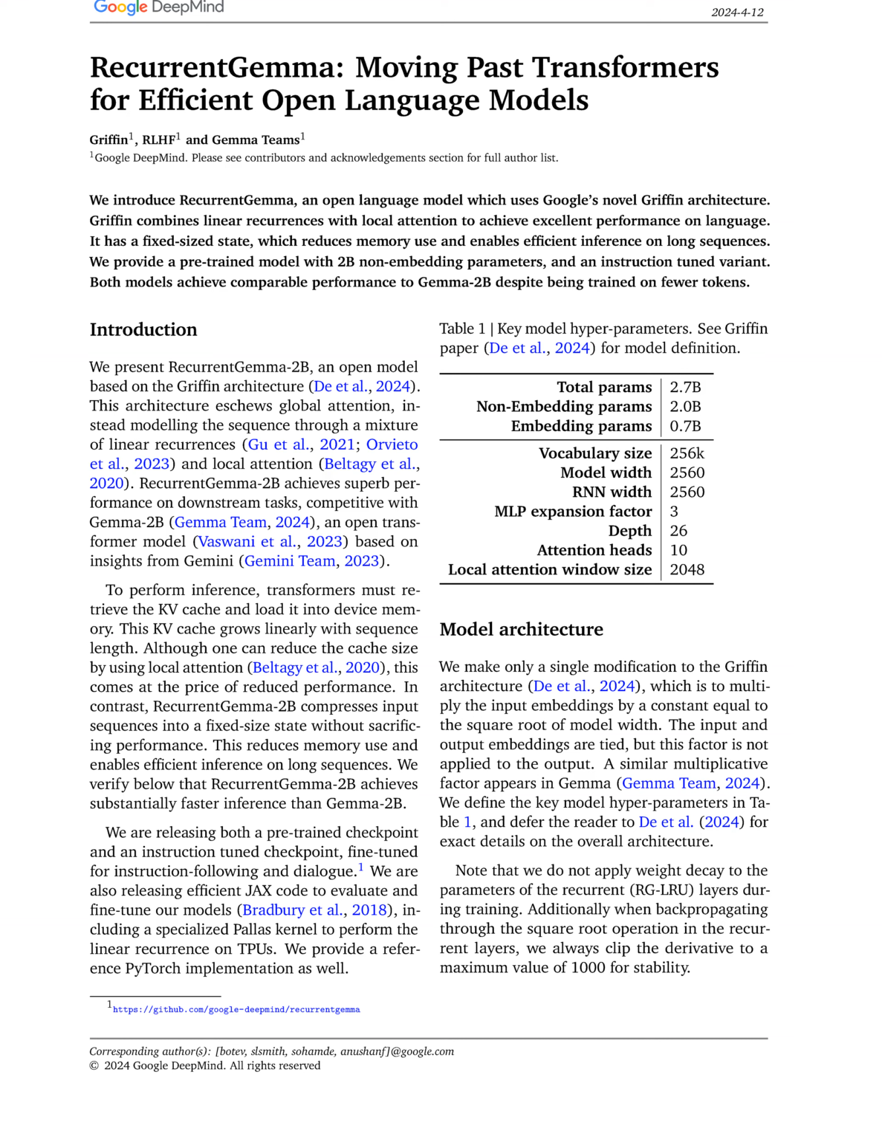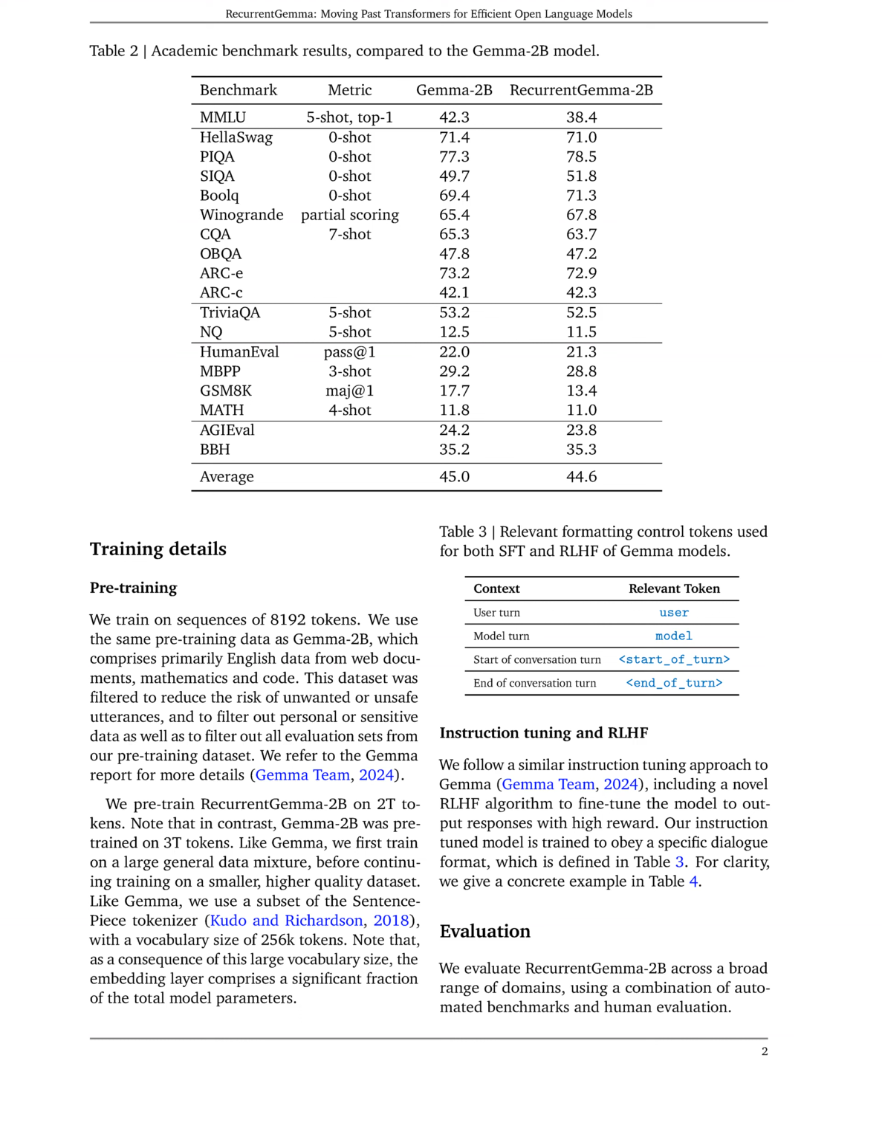During training, weight decay is not applied to the parameters of the recurrent layers, and the derivative is clipped to a maximum value of 1000 for stability when backpropagating through the square root operation in the recurrent layers. The model is pre-trained on 2T tokens, using a large general data mixture followed by training on a smaller, higher quality dataset. A subset of the sentence-piece tokenizer with a vocabulary size of 256K tokens is used.